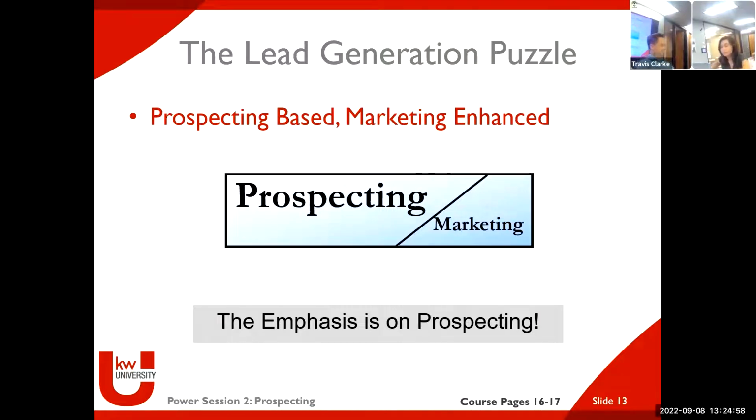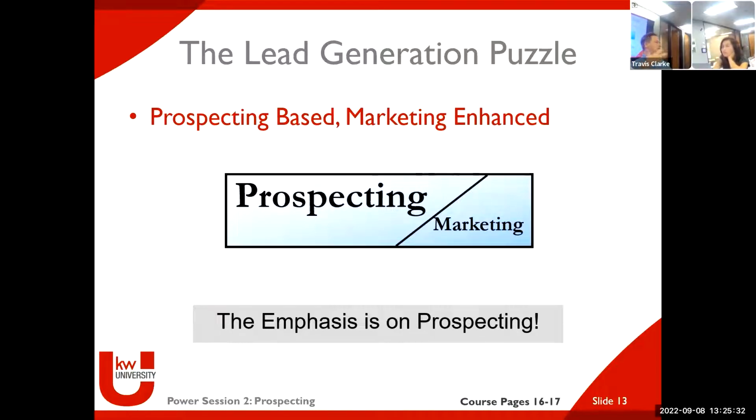I underlined one sentence on page 16 of your handbook. On the first paragraph, it says the effective combination of prospecting based and marketing enhanced. So the most effective way to generate leads and relationships is a combination of prospecting and marketing. But if you look at this diagram and the way that they split this, notice the weight of prospecting compared to marketing, and I want you guys to visualize that and think about that when you're doing it.